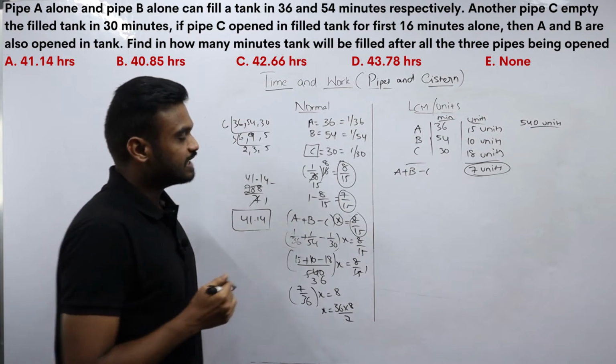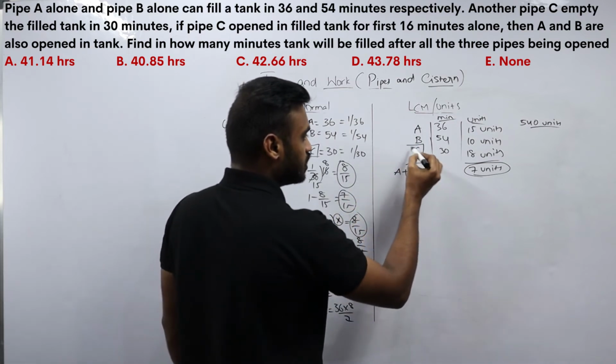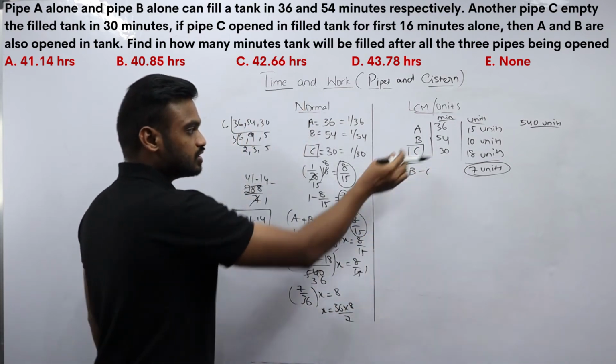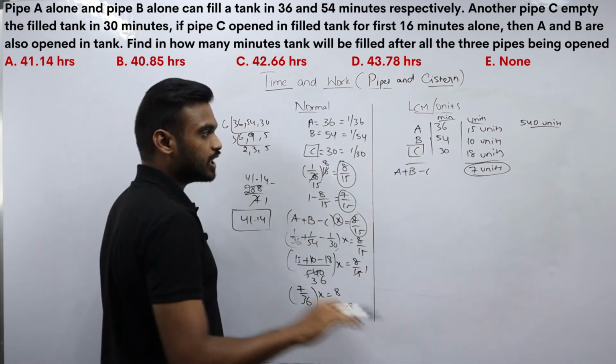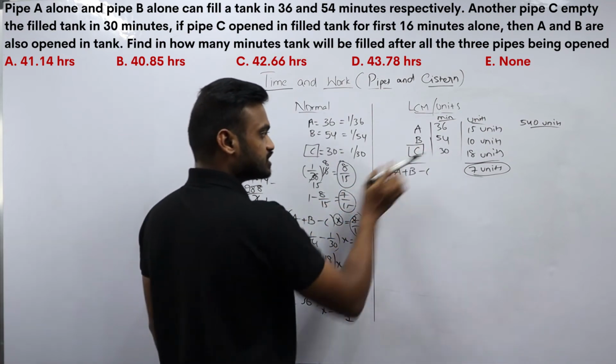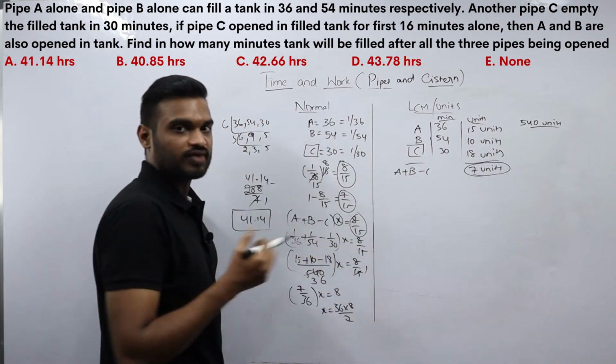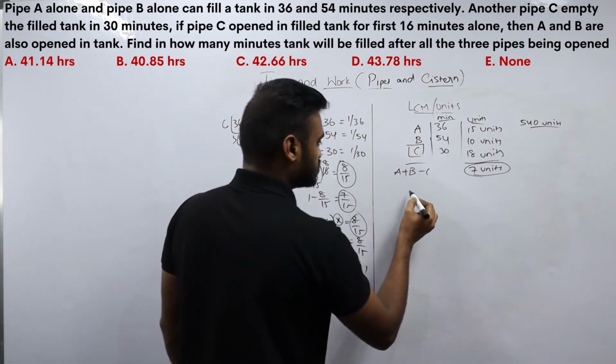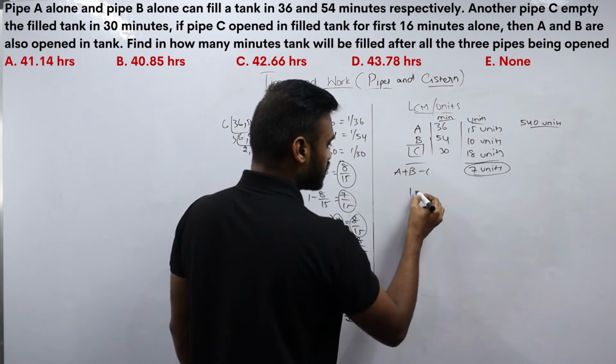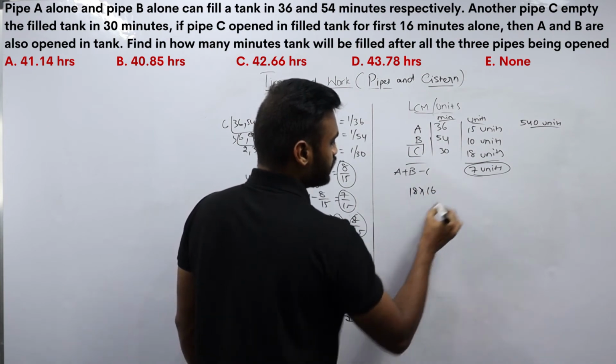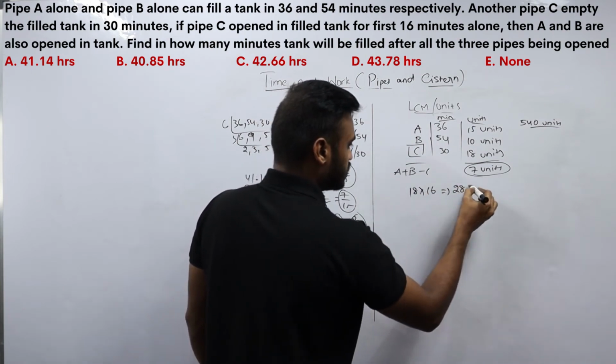Okay, now they are saying that for the first 16 minutes only C is opened. C's work is to remove from the entire tank. So for the first 16 minutes, C will remove some part of the work, right? So for the first 16 minutes, C will remove 18 into 16, that is 288 units.